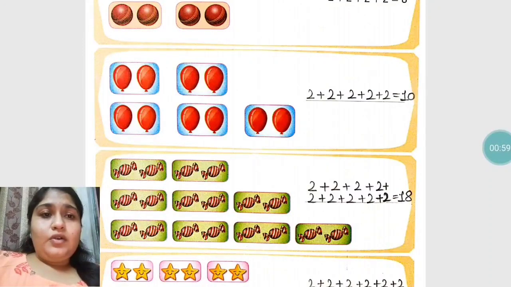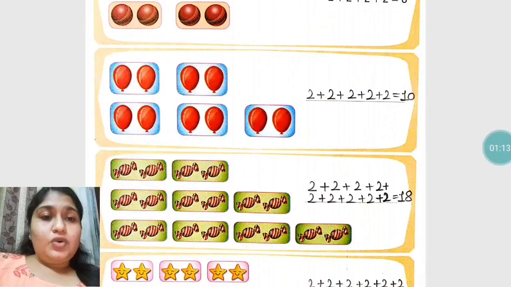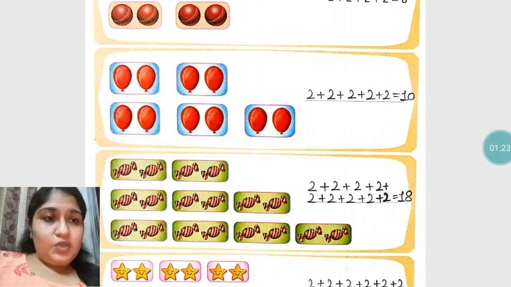Count it. 1, 2, 3, 4, 5, 6, 7, 8 and 9. So students, 9 pairs are given, and in each pair, 2 chocolates are there. So when you add this 2 9 times, the answer is 18. As you can see, you have to write it down this way.